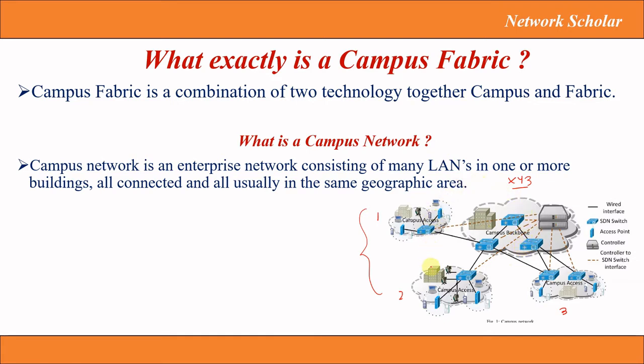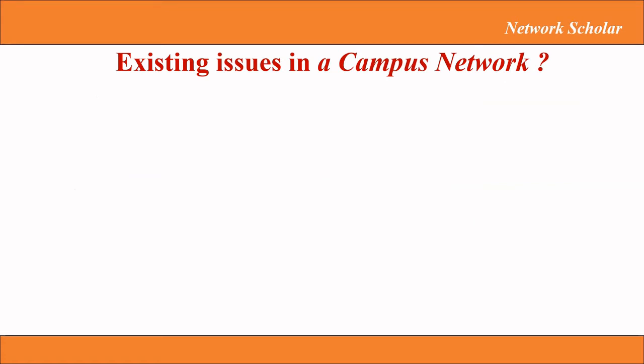So as we know this is the campus network, we should also know what the existing problems are in our campus network. If we know the problems that we have, we can visualize how those problems can be addressed and overcome by using a new technology. So, existing issues in a campus network, what are they?